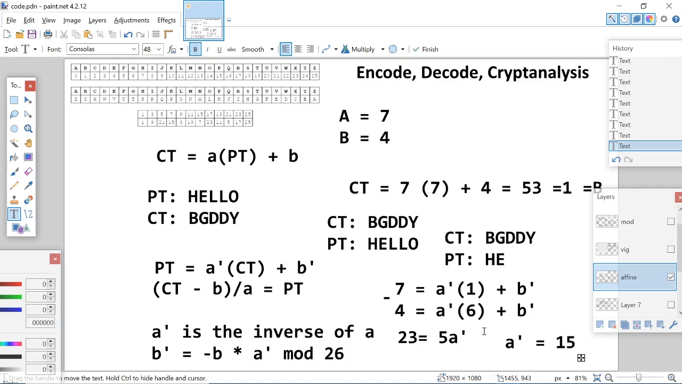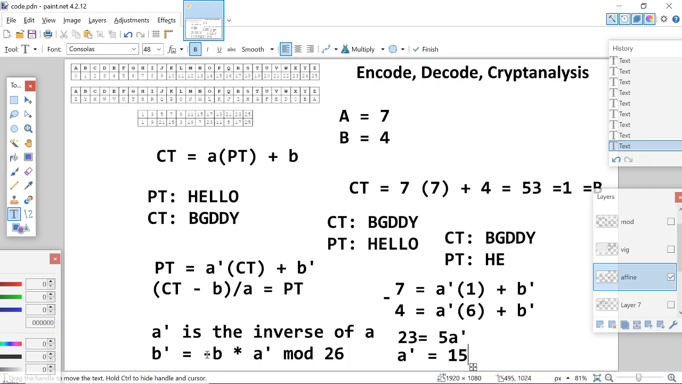Oh, sorry, A inverse. I just like saying A prime because I did the primes notation instead. But A prime equals 15, which if you look at it, A prime is the inverse of A. It is the inverse of 7. So yeah, it works. Next thing, you can solve for B prime using any one of these formulas. 7 minus 15, negative 8, plus 26 because it's modular math, 18, so B prime equals 18.